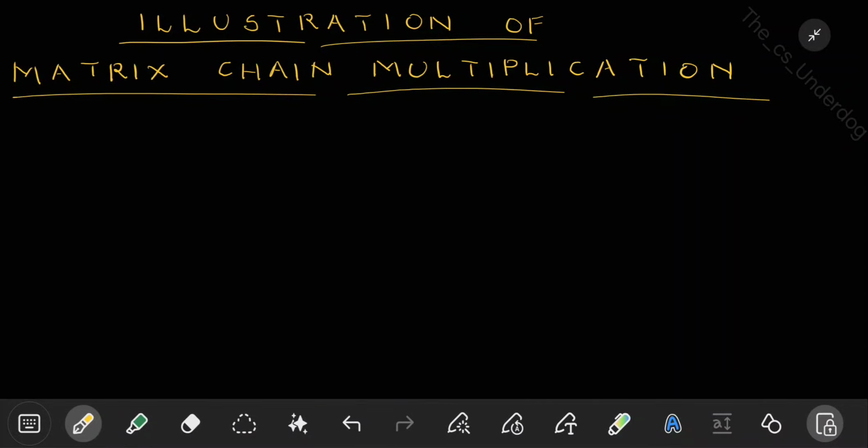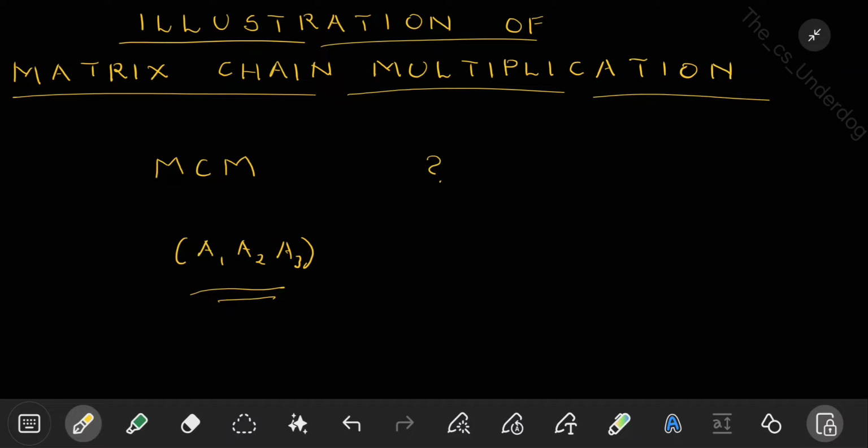Illustration of matrix chain multiplication. In the last lecture, we learned about the matrix chain multiplication problem. What did we learn? We learned that this problem is of finding the optimal way to parenthesize a sequence of matrices, let us say A1, A2, A3 and so on, such that when you multiply these matrices, you should be able to do it with the minimum possible number of scalar multiplications.